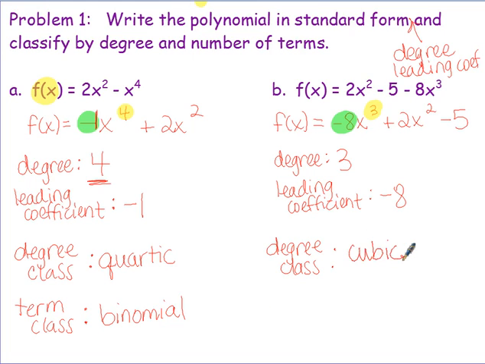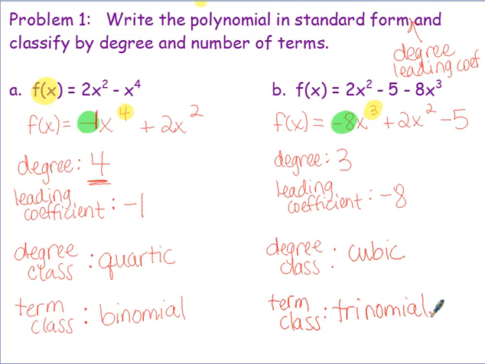And the term classification: there are 1, 2, 3 terms. 3 means tri, so you have a trinomial. And so that is part of your homework. So hopefully those were pretty easy using the definitions.